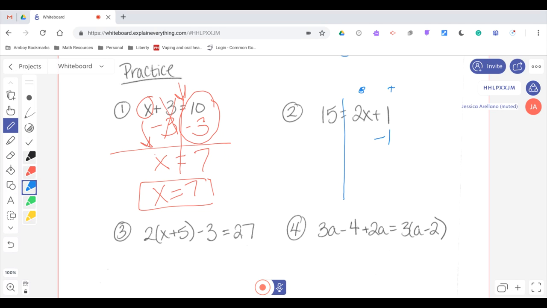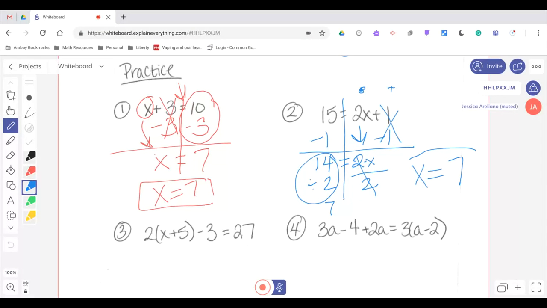So I'm going to start by subtracting 1, which will cancel out here. I'll bring down my 2x, and then 15 minus 1 is 14. And now I can get rid of the 2. Remember, this means 2 times x, so I have to do the opposite of multiplying, which is dividing. So you can write it like that, or you can actually write divide 2. It's up to you. 14 divided by 2 is 7, so I get another x equals 7. Okay.